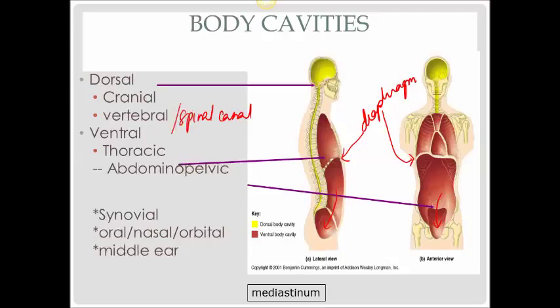You have certain other cavities which are not truly body cavities. For example, synovial; you often refer to the oral cavity, the nasal cavity, the orbital cavity, but we don't include them in these main body cavities. The middle ear cavity we often describe as well, but they are subsidiary cavities not included in these two main divisions, the dorsal and ventral.